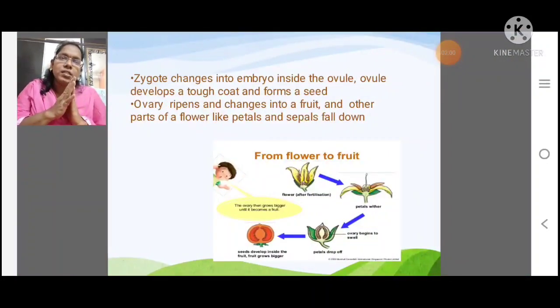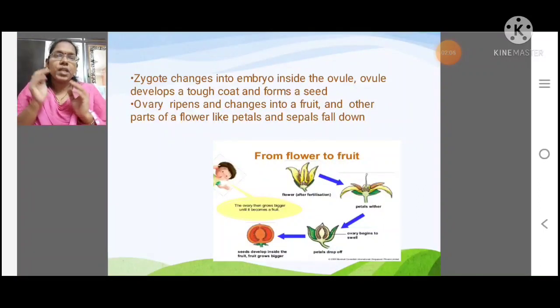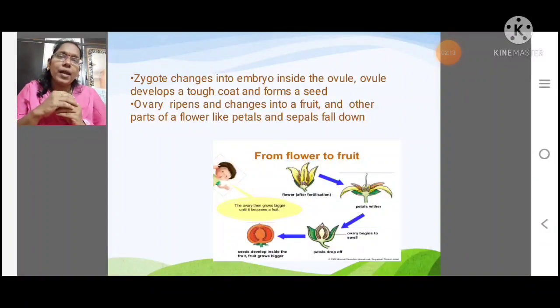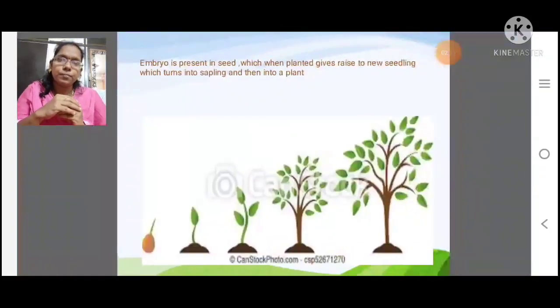Zygote changes into embryo inside the ovule. Ovule develops a tough coat and forms a seed. Ovary ripens and changes into a fruit. Other parts of a flower like petals and sepals fall down.